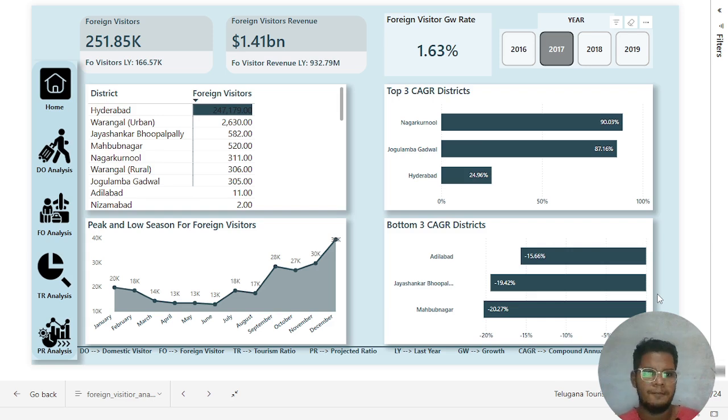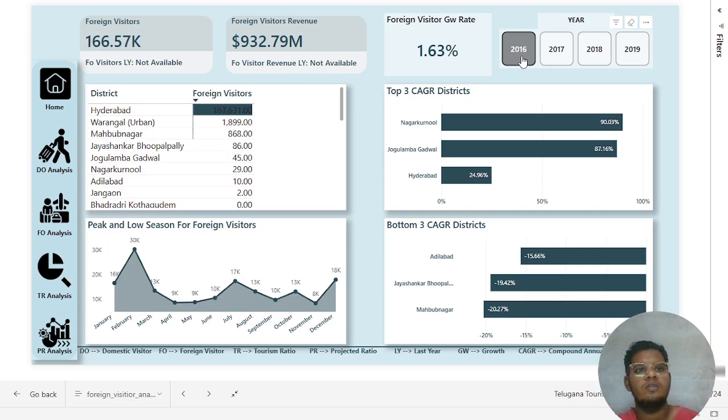In 2017, let's see the 2016 data before. In 2016 itself, because we didn't have any previous year data, that's why it's showing 2016, and the last year is not available, right?